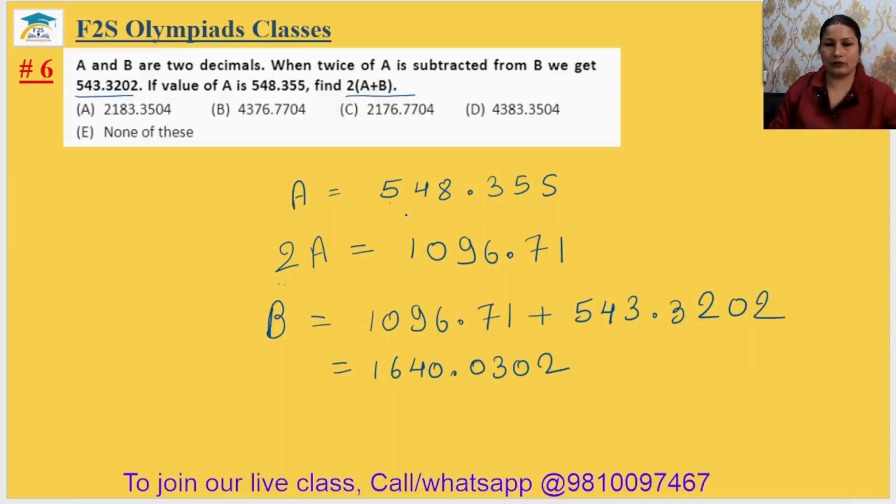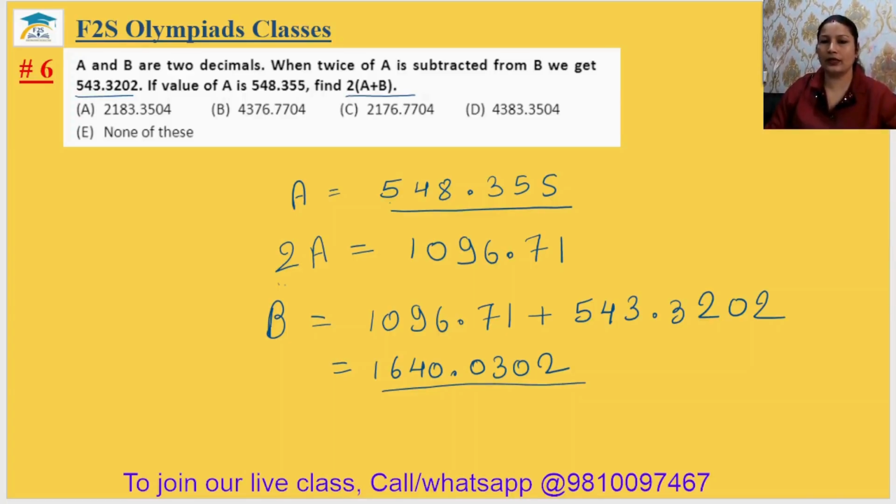So what is A? This one, and what is B? This one. So find A plus B. So 1640.0302 plus 548.355, you will get 2188.3852 and multiply it with 2.